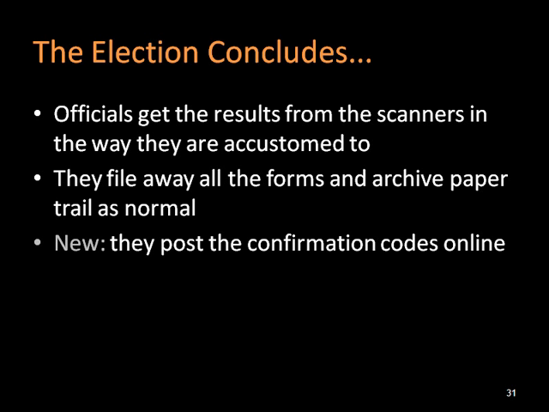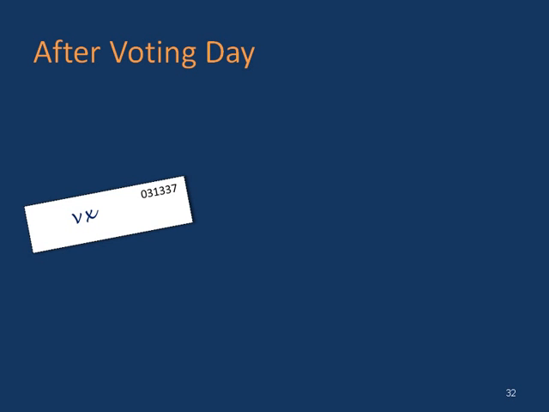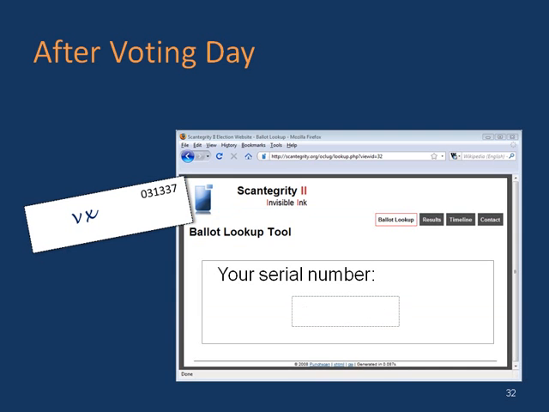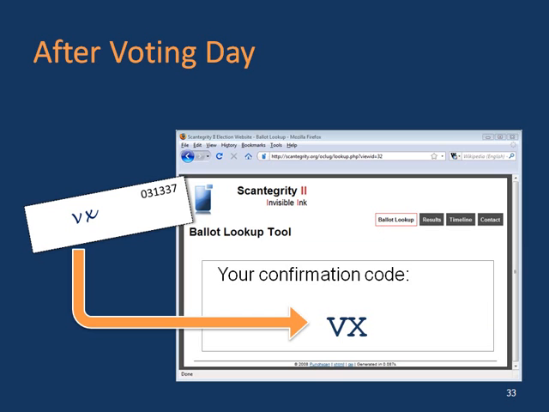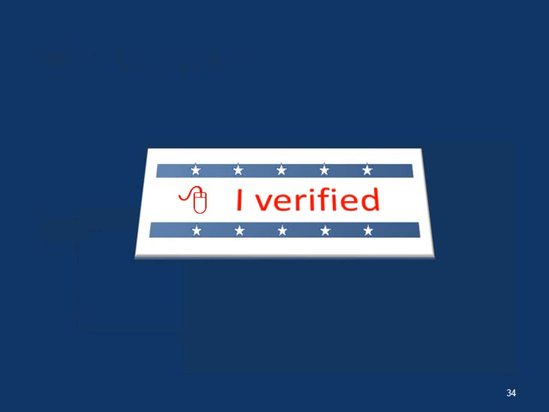However, they do post these confirmation codes online. After the election has concluded and the codes have been posted online, I can take that little slip of paper that I wrote down my confirmation code on and look it up on the website. Again, my code was VX and the website displays VX. I've verified my receipt was collected as cast. You know, maybe I can get a sticker for this too.